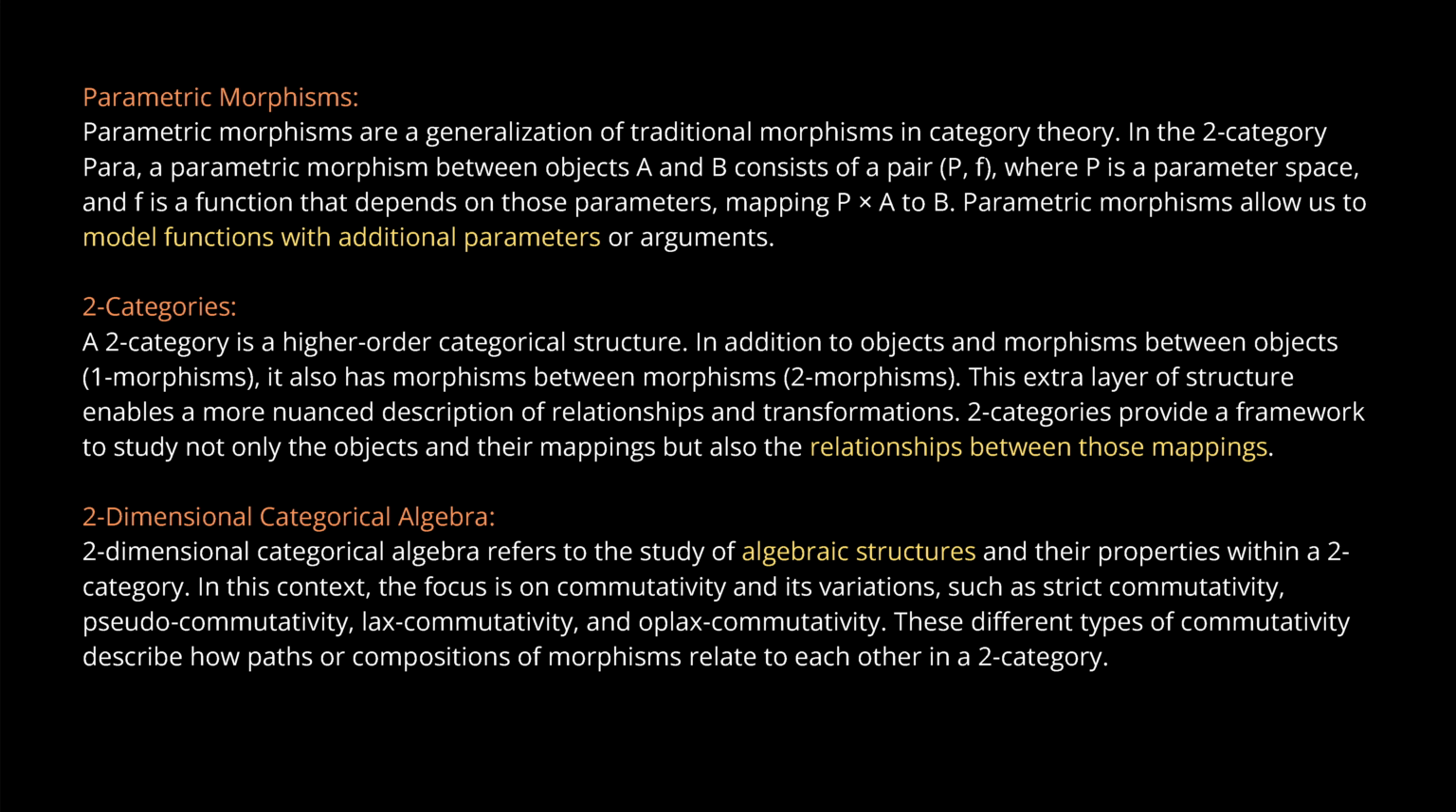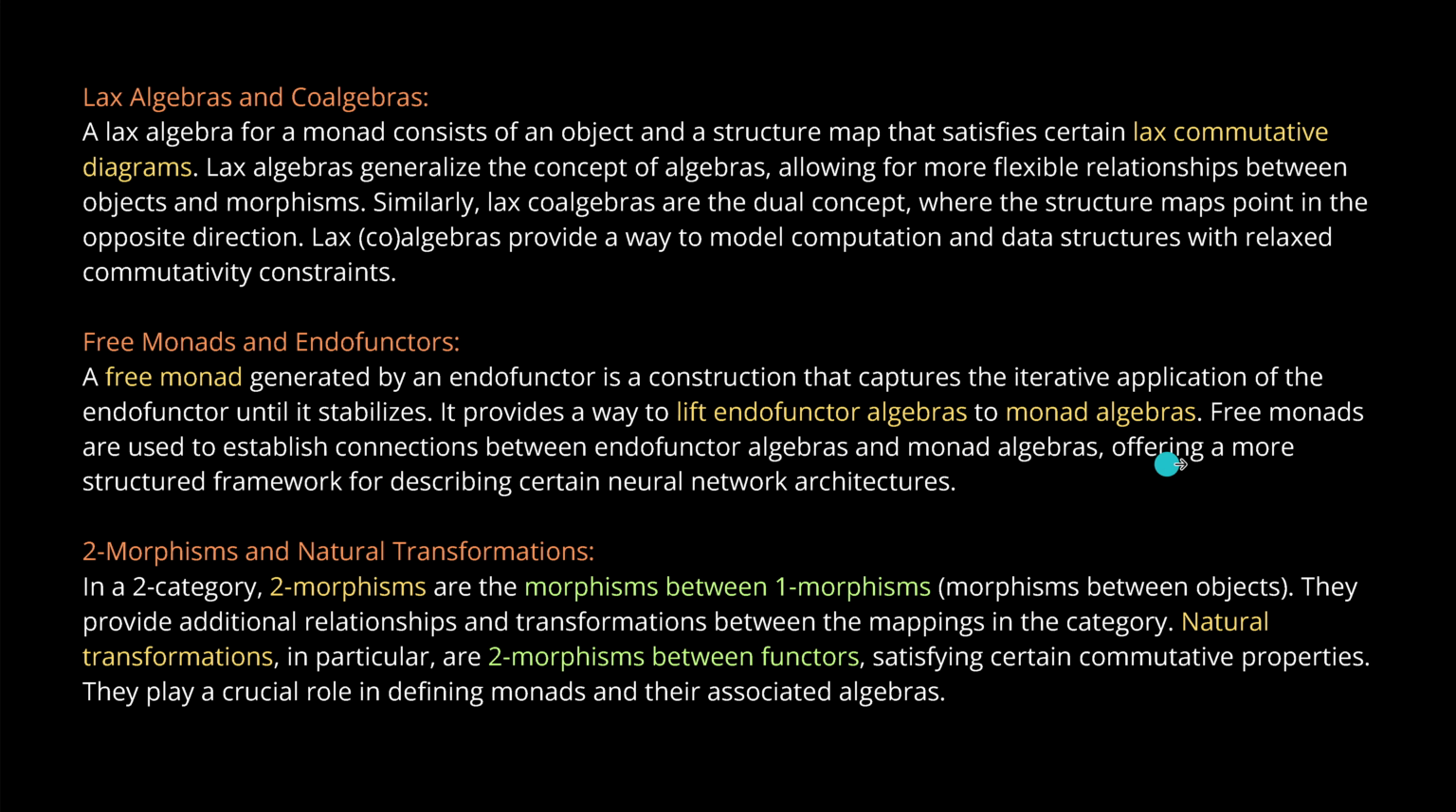And then we have free monads and endofunctors. Now, what is it? The simplest way of a free monad, generated by an endofunctor, is the construction that captures here the iterative application of the endofunctor until it stabilizes. So you can say it's a lift of an endofunctor algebra to a monad algebra. Isn't this beautiful? And of course, we have then also a two morphism and natural transformation.